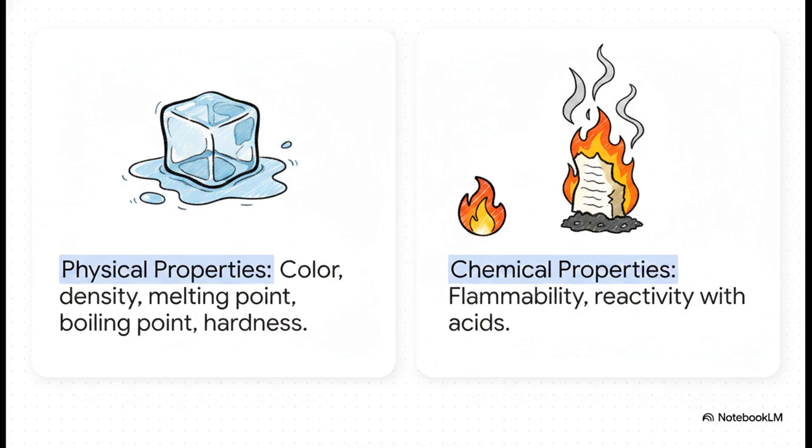Now look over at the right side. Flammability, reactivity with acids. These are your chemical properties. Think about it. You can't test if a piece of paper is flammable without actually setting it on fire, right? And once you do that, well, you don't have paper anymore. You have ash and gas. So one side is really about measuring the state of things exactly as they are, and the other is all about measuring how they react and transform.